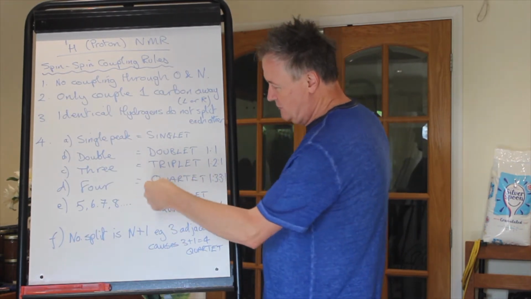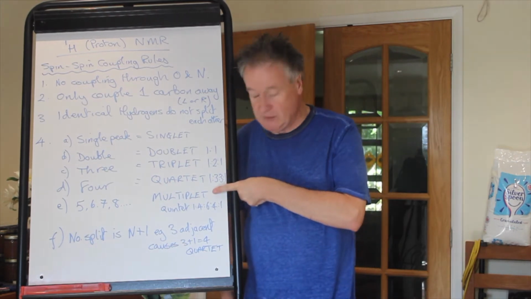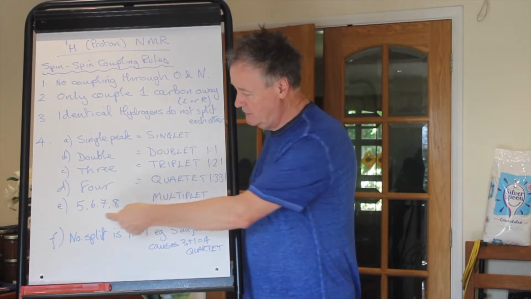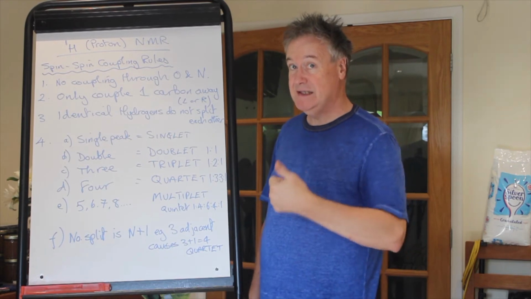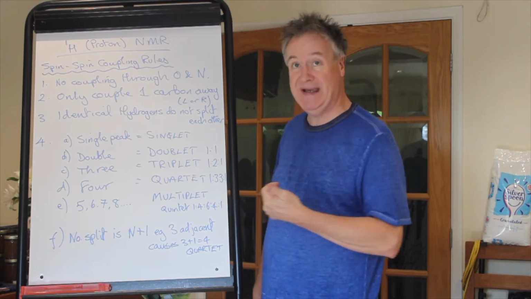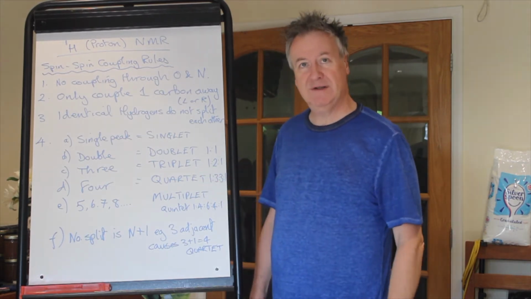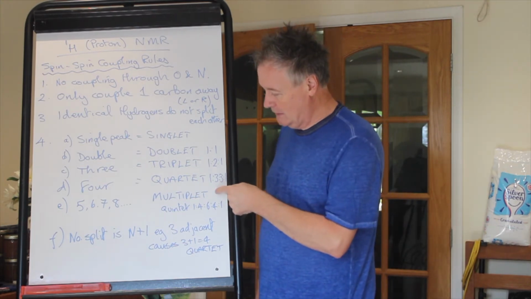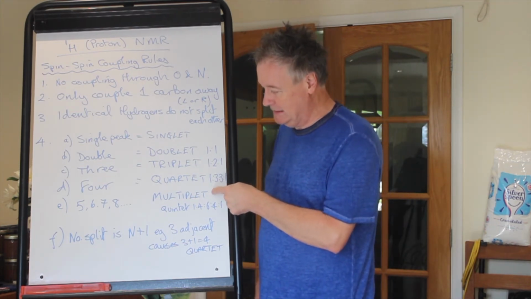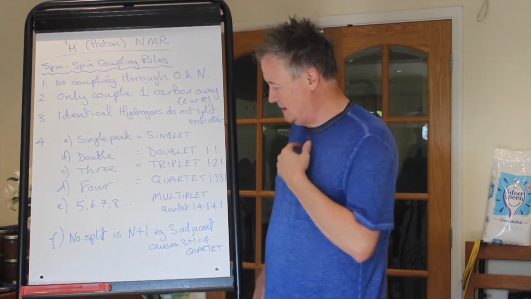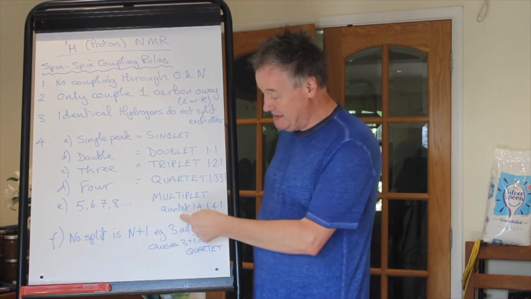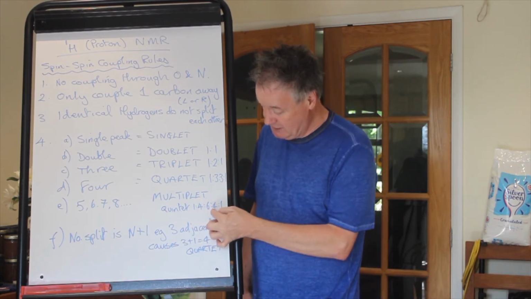Once you get past 4, most A-level courses call them multiplets. So 5 would be a quintet, 6 would be a hextet, 7 would be a heptet, and 8 would be an octet. But in reality, multiplet is the name. And if you had a quintet, for instance, the ratio would be 1 to 4 to 6 to 4 to 1.